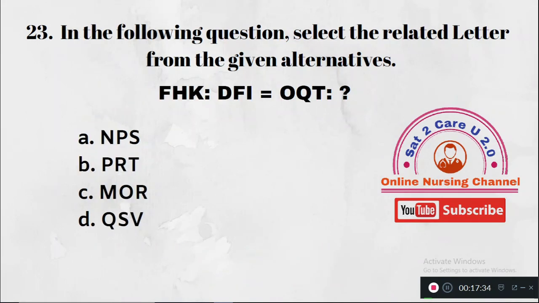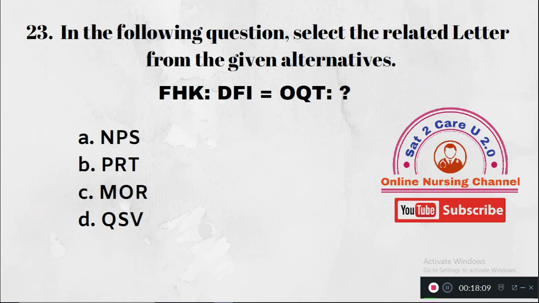Question number 23. In the following questions, select the related letter from the given alternatives. FHK is equal to DFI. Similarly, how can you write OQT from these four options? Option A, NPS. B, PRT. C, MOR. Option D, QSB.